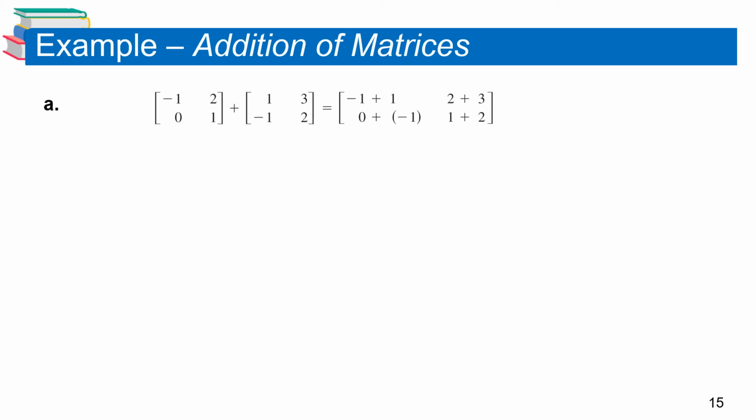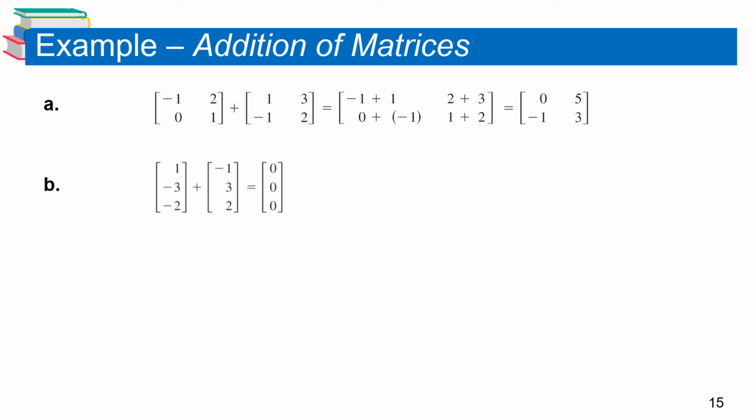Let's say I wanted to add the matrix -1, 2, 0, 1 to 1, 3, -1, 2. Because they're both 2 by 2 matrices, I can perform this operation. And so just remember that when you add two matrices, you add the corresponding elements. So I'm going to add -1 plus 1, 2 plus 3, 0 plus -1, and 1 plus 2. Now when I add those together and simplify my expressions, I'm going to end up with 0, 5, negative 1, 3.